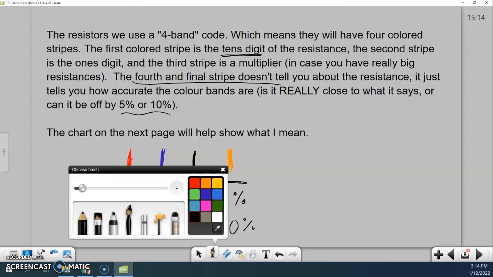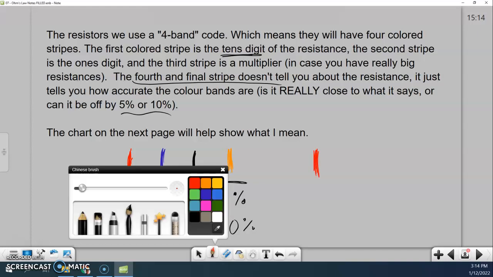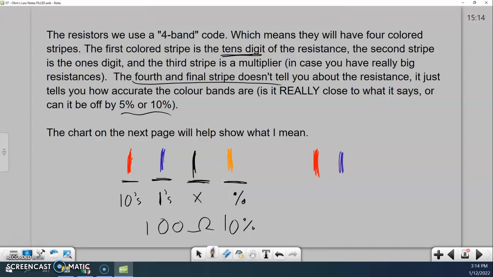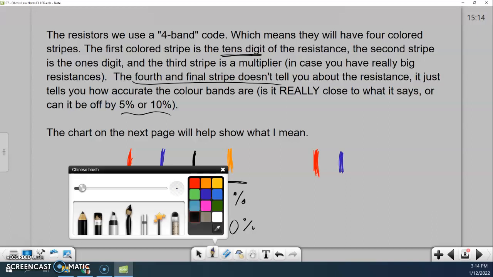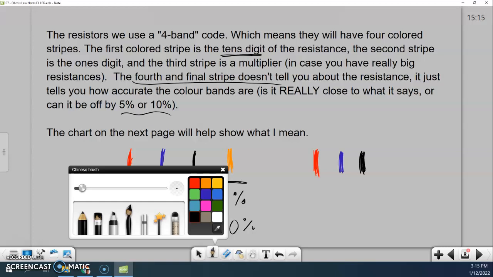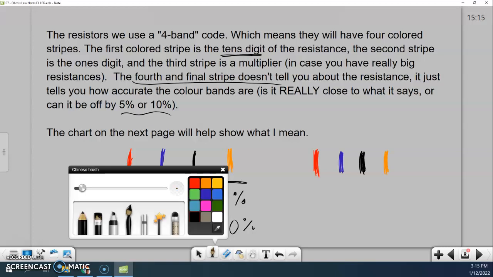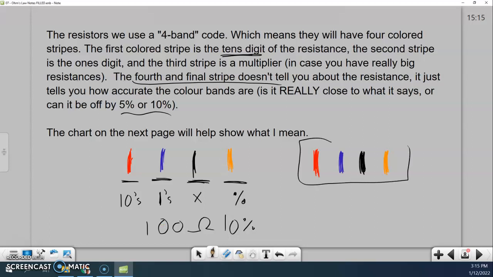But let's rewrite these bands here. A red band, a blue band, a black band, and a gold band. Alright, so if we were to read this exact 4-band code on a resistor, what would it mean?